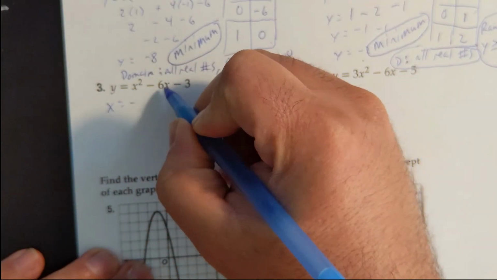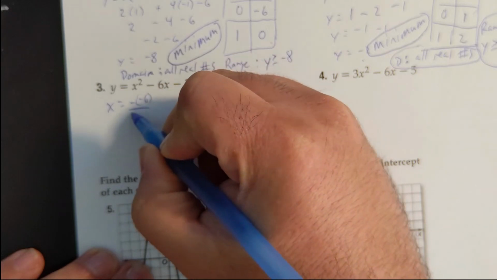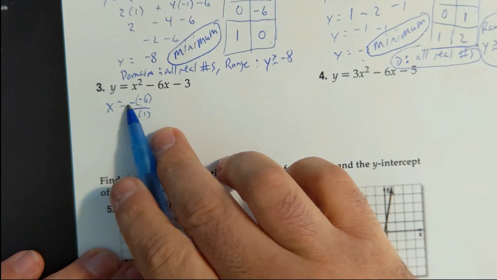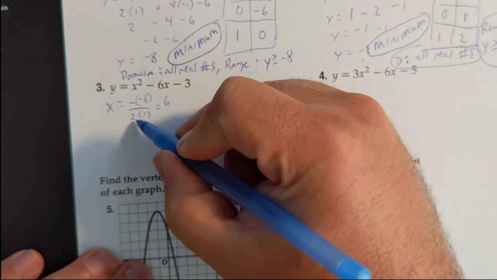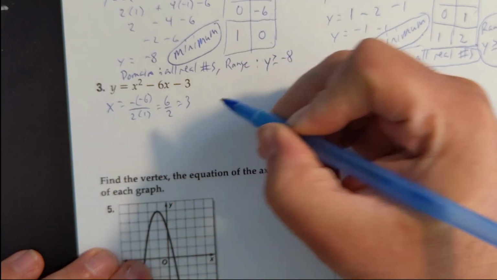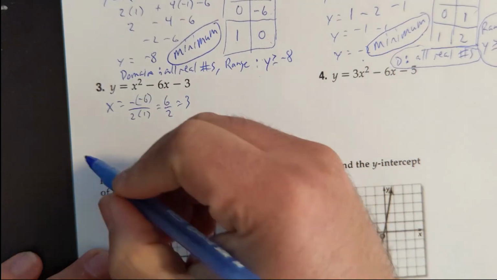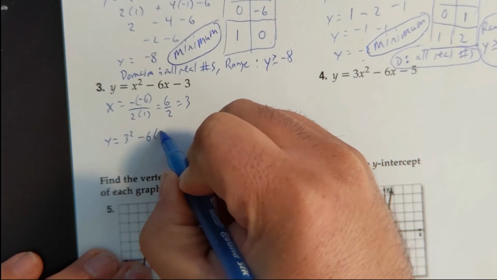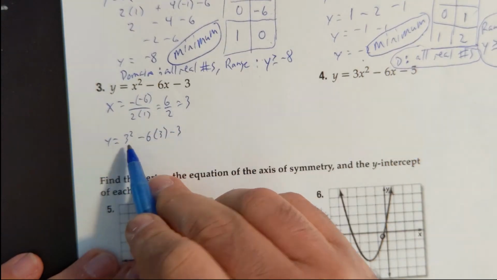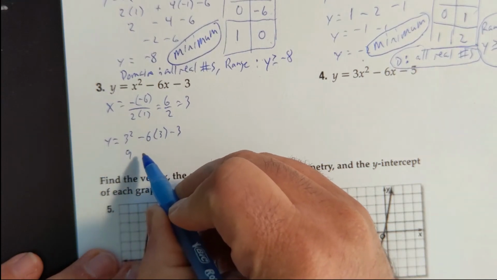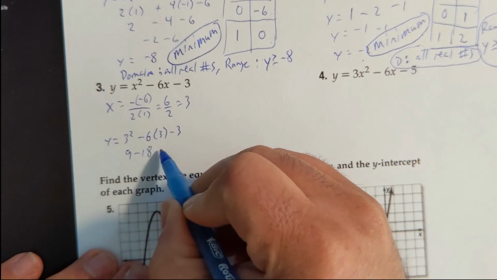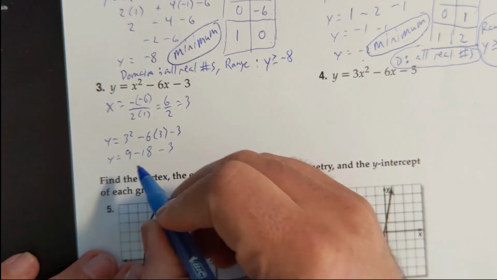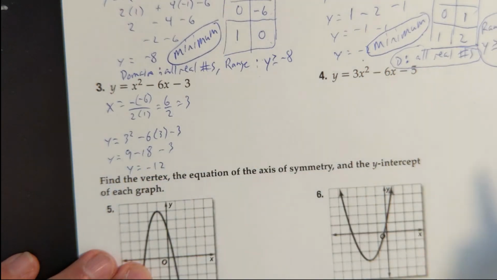X equals -b over 2a. Watch out with those signs. Negative, negative. Remember, if it's subtracting a negative, you're going to be adding 6. 2 times 1, you got 2, and then 6 divided by 2, that's 3. There's my x value. I'm going to substitute that in. So if I put the 3 into there, it'd be 3 squared minus 6 times 3 minus 3. That's going to be 9. That's 3 squared, 3 times 3. This is going to be minus 18. And then 9 minus 18 is -9, and then -9 minus 3 is -12.